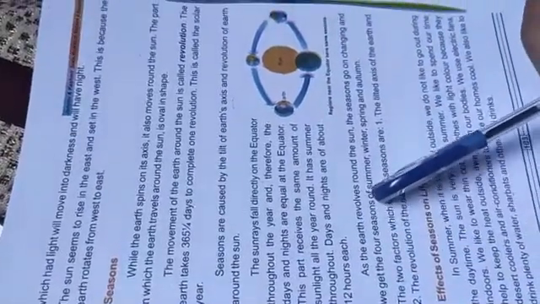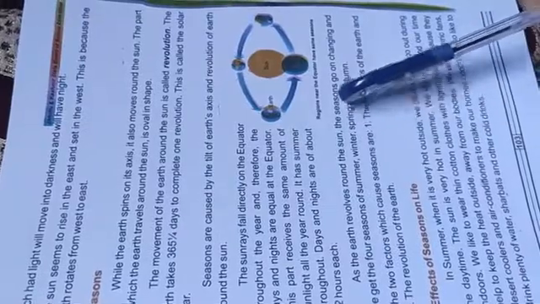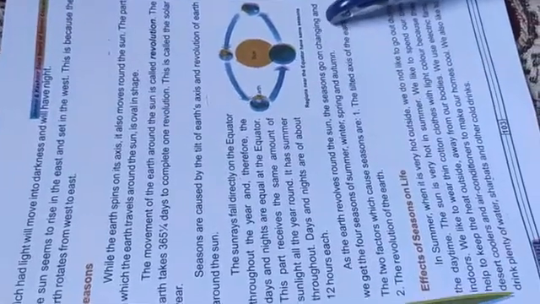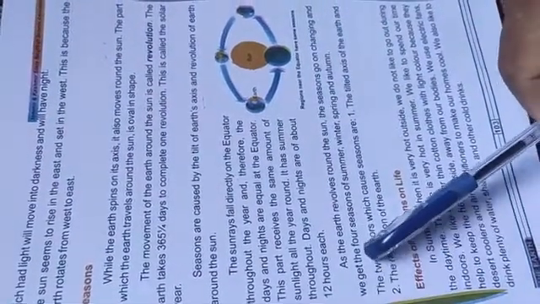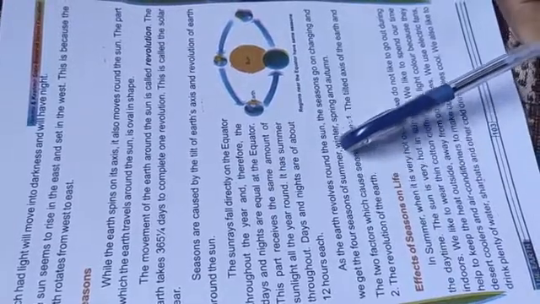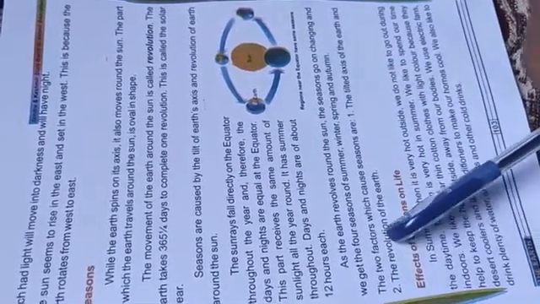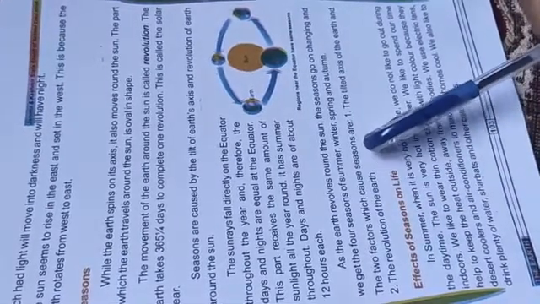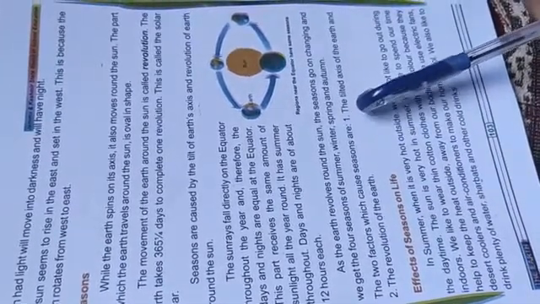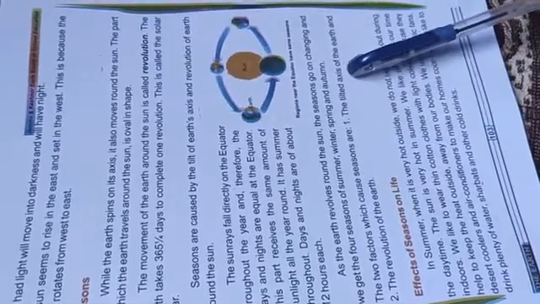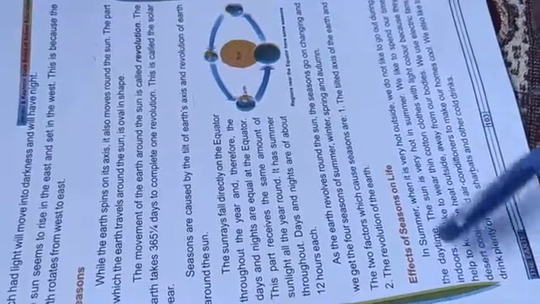As the earth revolves around the sun, the seasons go on changing, and we get the 4 seasons of summer, winter, spring, and autumn. The 2 factors which cause seasons are: number 1, the tilted axis of the earth, and number 2, the revolution of the earth.